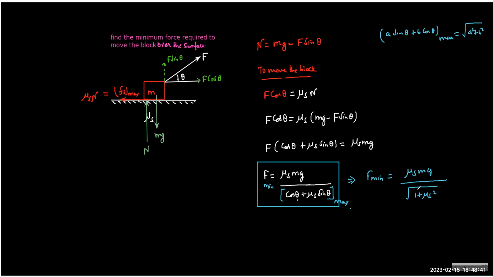Because the denominator is more than 1, this entire term is divided by a number more than 1. So the answer is going to be less than mu mg. So you can see the minimum force required to move the block is not mu s mg. It is less than that. It is mu s mg upon 1 plus mu s square. Do you realize this?